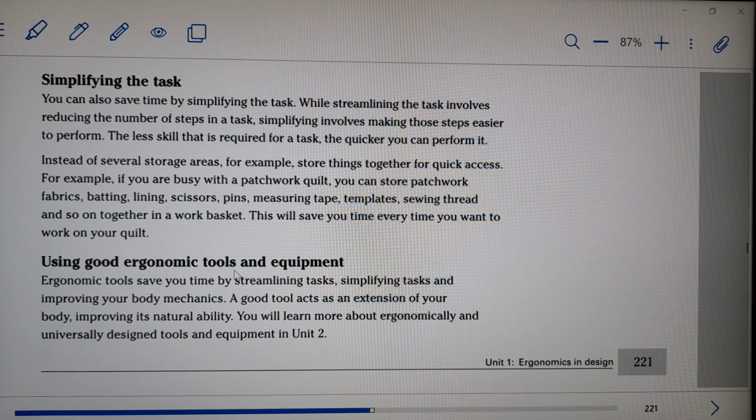Using good ergonomic tools and equipment. Ergonomic tools save you time by streamlining tasks, simplifying tasks, and improving your body mechanics. A good tool acts as an extension of your body, improving its natural ability. You will learn more about ergonomically and universally designed tools and equipment in unit number 2. This brings us to the end of unit 1.